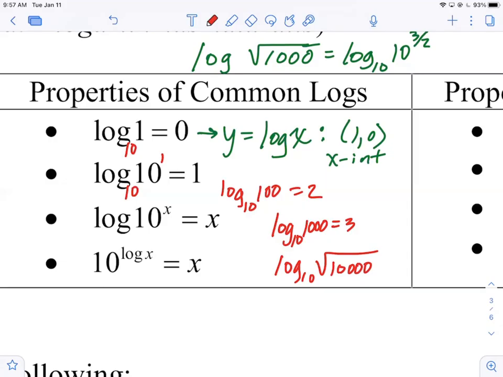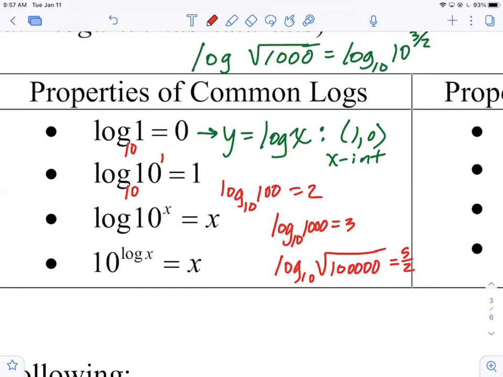What would be log base 10 of the square root of 10,000? Or let's do 100,000. That's better. Well, let's see. 100,000 is 10 to the what? How many zeros do we have? 5. And then the square root is to the 1/2 power, right? So 5 over 2. So this is equal to 2.5. See how we can do that? If I can write the base as a power of 10, I've got it.